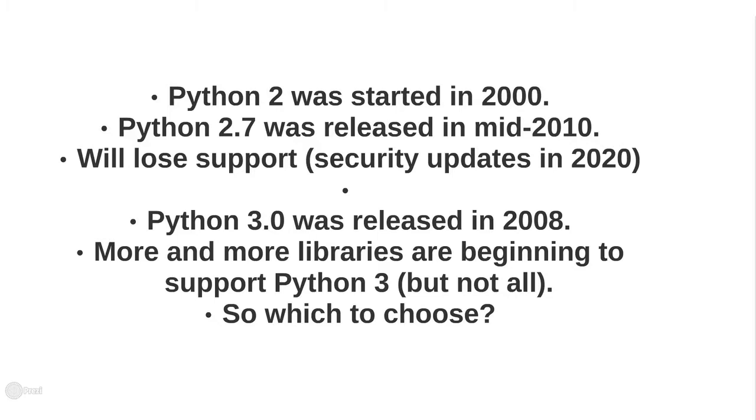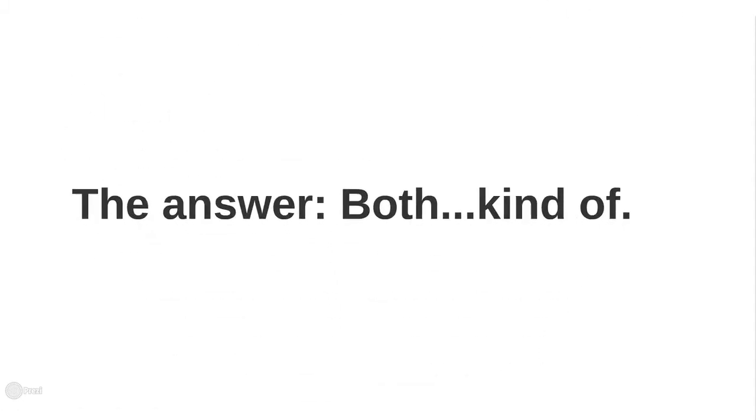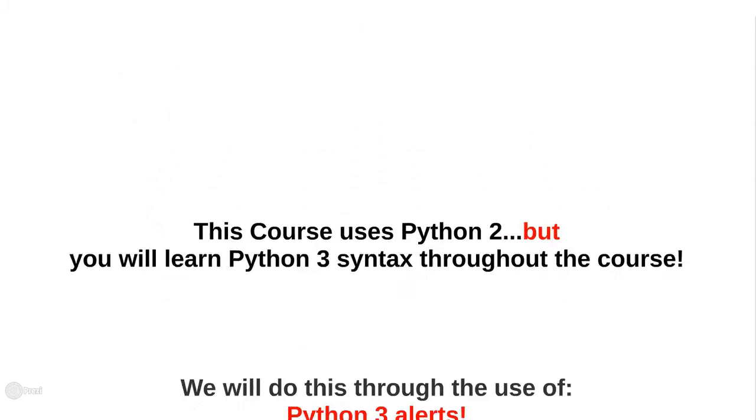Now, some background on Python 3. Python 3.0 was released in 2008. More and more libraries are beginning to support Python 3. Not all of them, but most of them do. So the question is, which programming language do you choose? Python 2 or Python 3? Well, the answer is both, kind of, and I'll explain why.